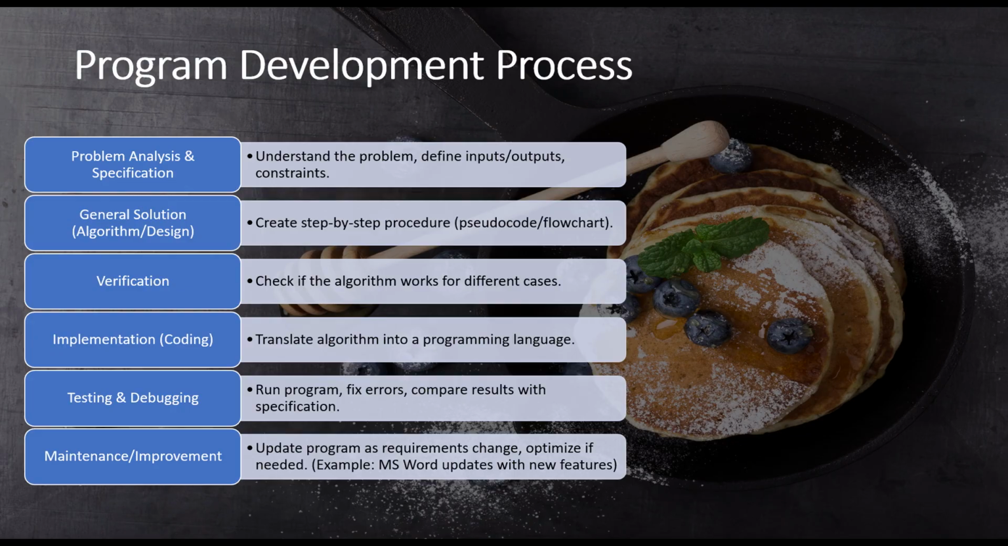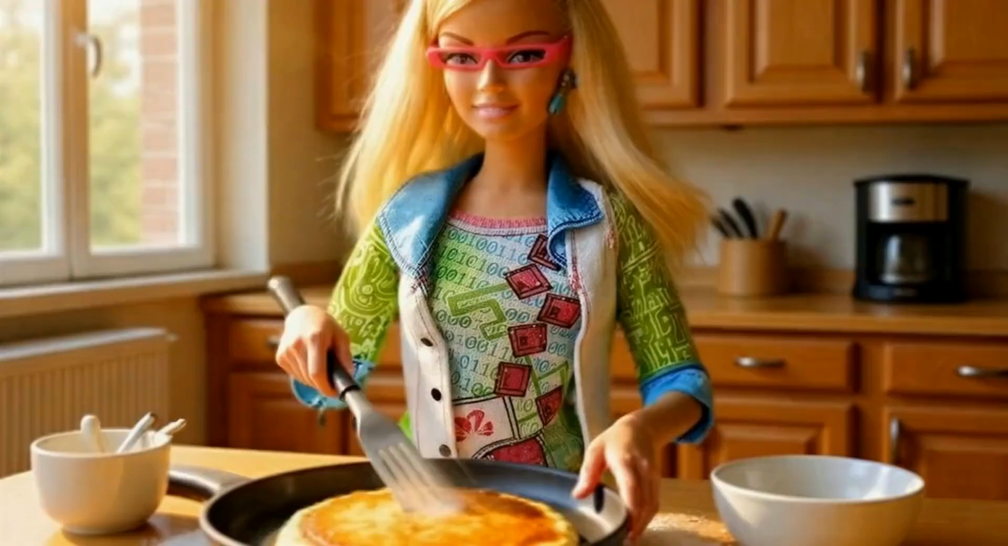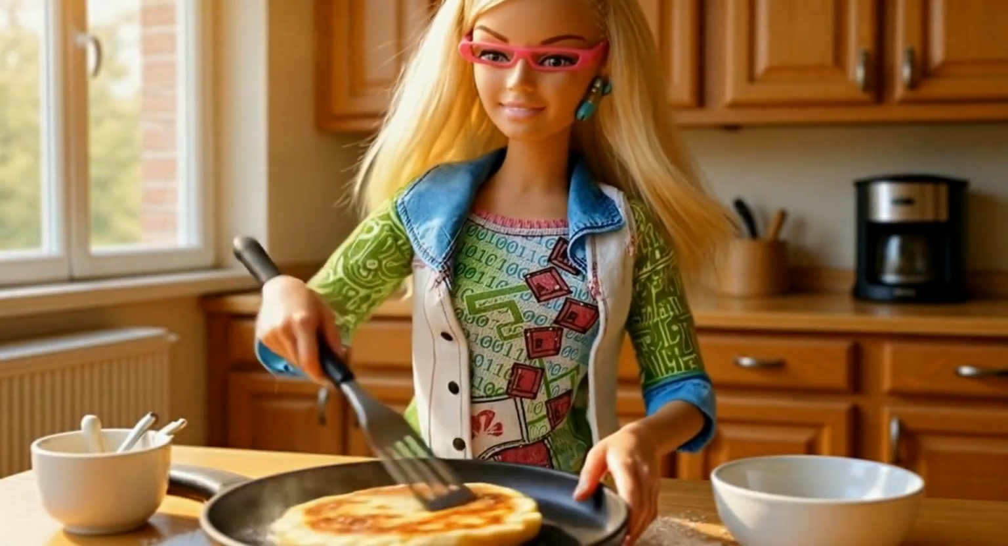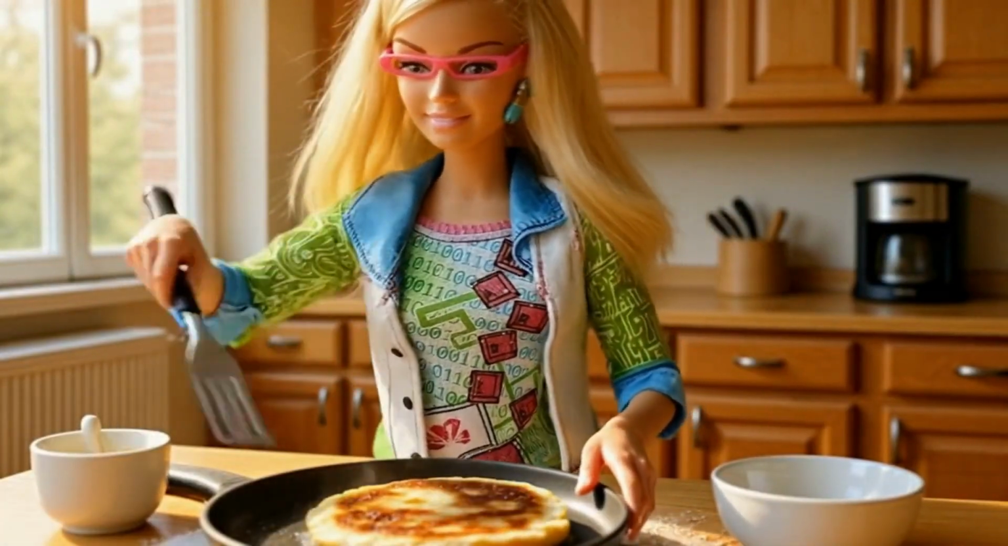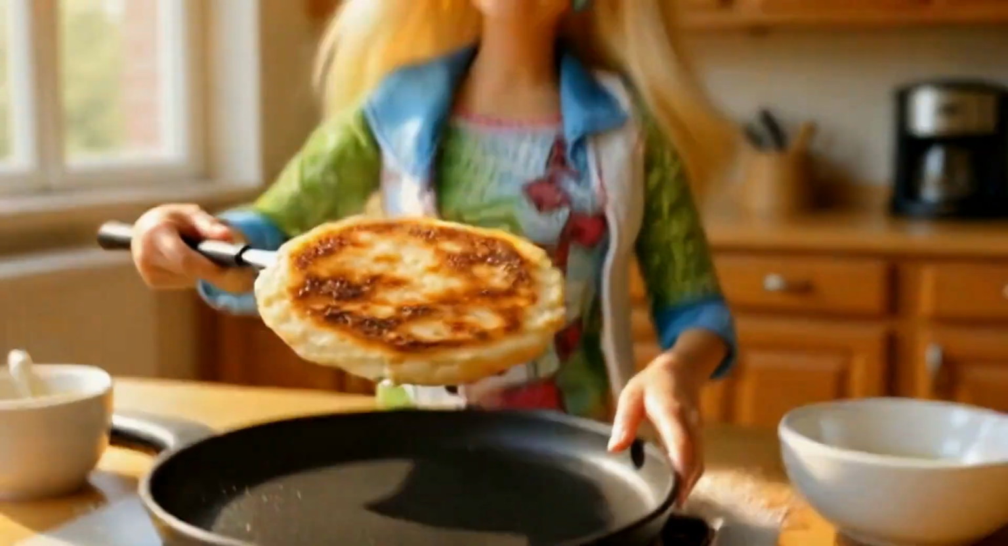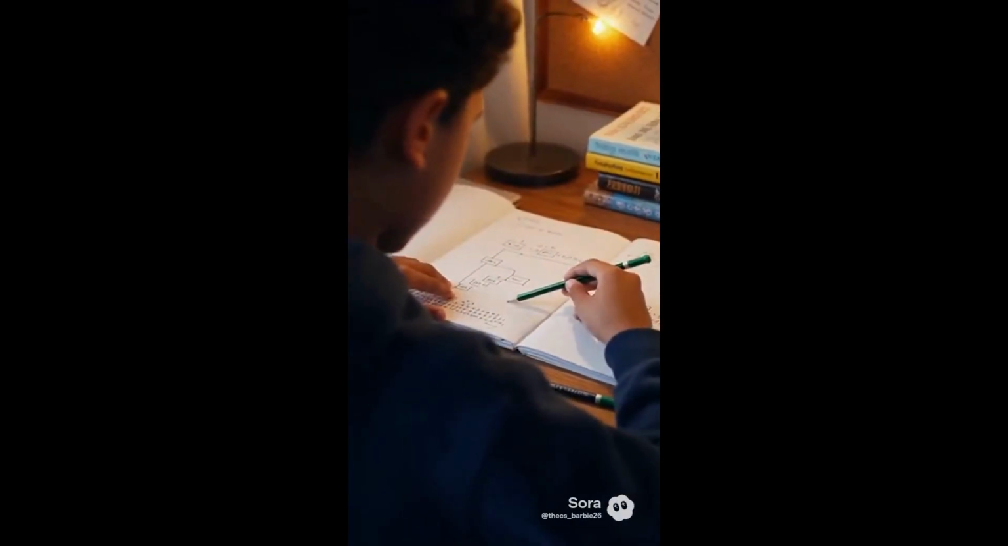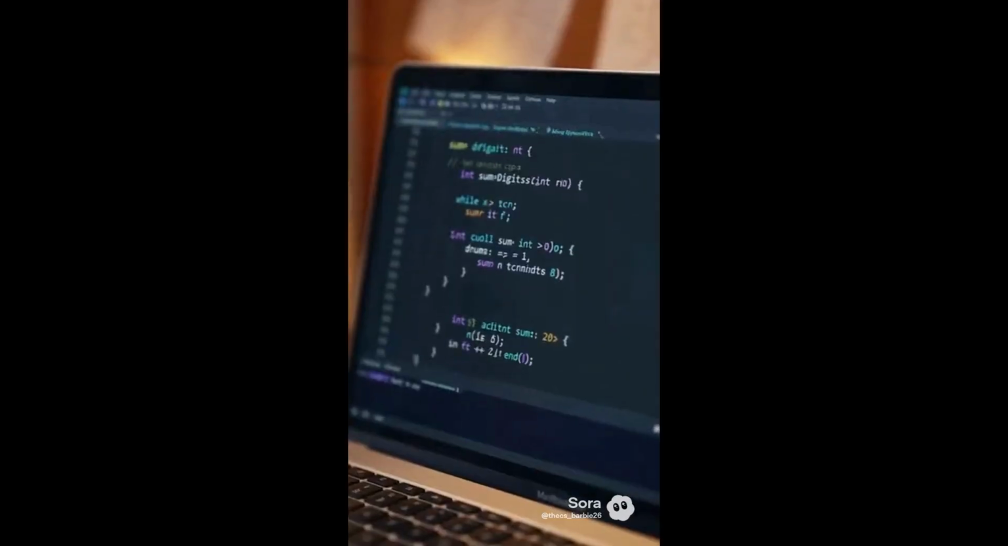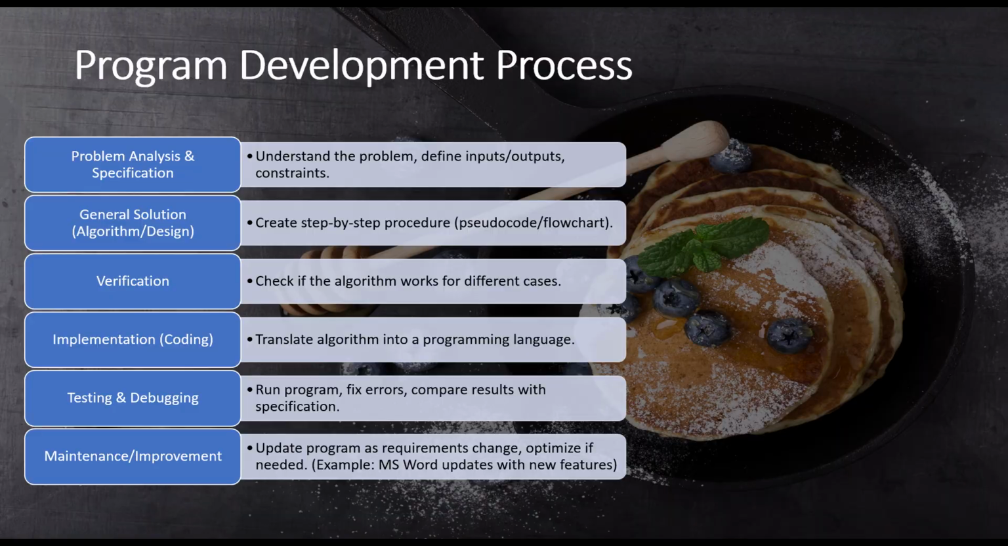Now comes the implementation step, where you actually write the code or you actually start cooking. We follow the recipe exactly as we have written and we do those steps. In programming, this is when we translate the algorithm into a programming language like C++ or any other language that you are using. This is where the code is written by the programmer. Now comes the testing and debugging.